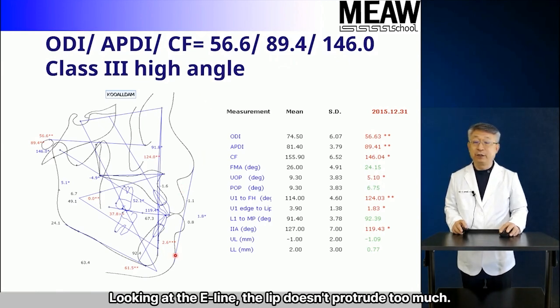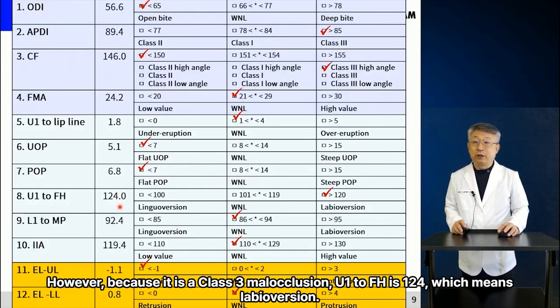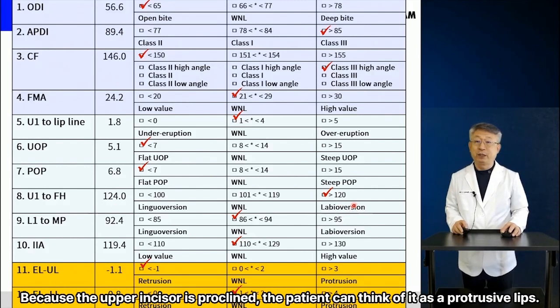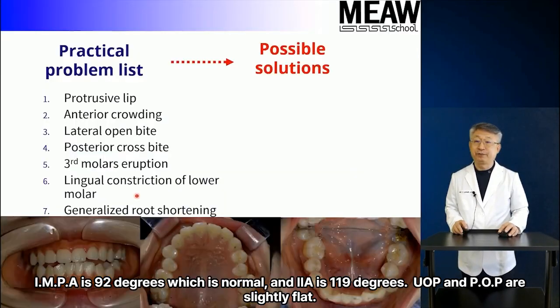Looking at the E line, the lip doesn't protrude too much. However, because it is a class 3 malocclusion, U1 to FH is 124, which means labioversion. Because the upper incisor is proclined, the patient can think of it as protrusive lips. IMPA is 92 degrees, which is normal, and IIA is 119 degrees. UOP and POP are slightly flat.